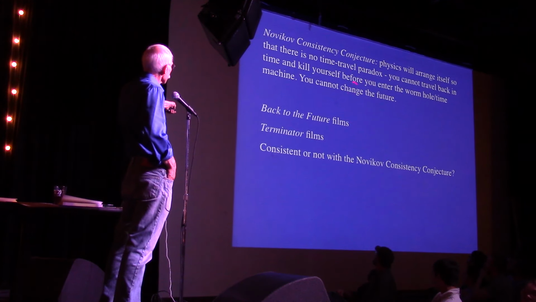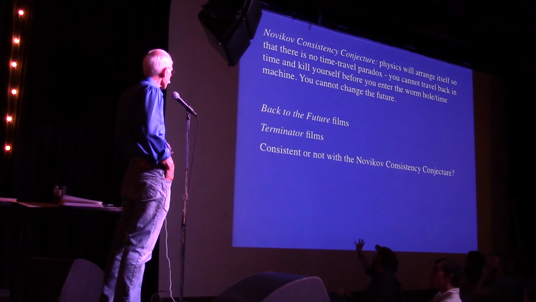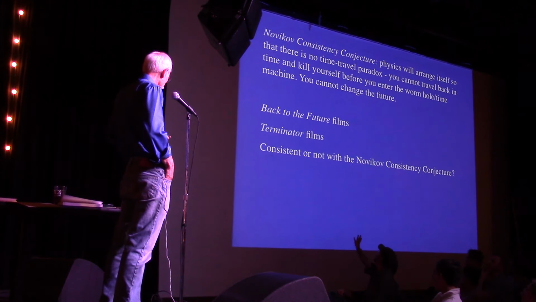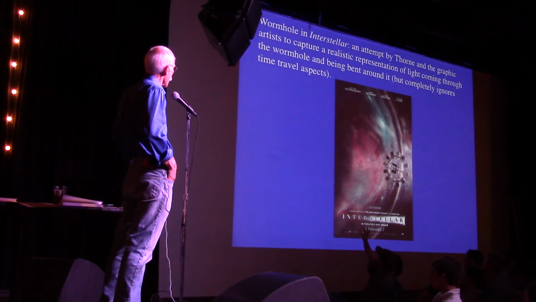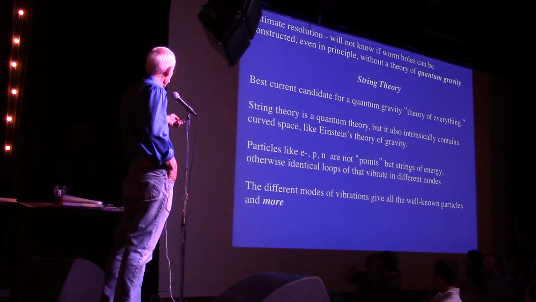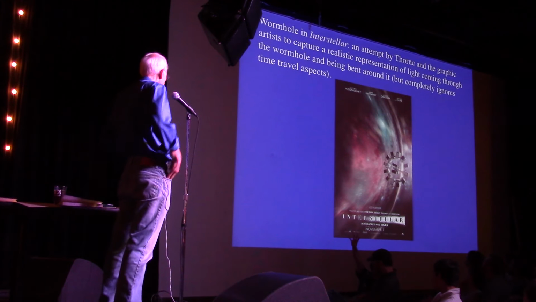that you can't travel back in time and change the future. So here's a couple of films you can contemplate whether those are consistent or not. So here's the wormhole, the way Kip Thorne and their designers pictured it, looking into the other galaxy. Here, through the wormhole, and this is light bent around our galaxy here.